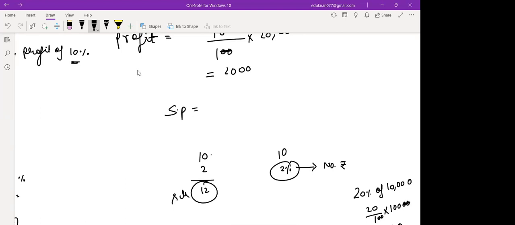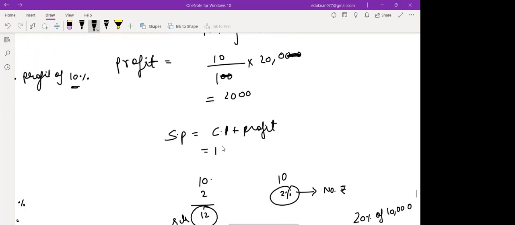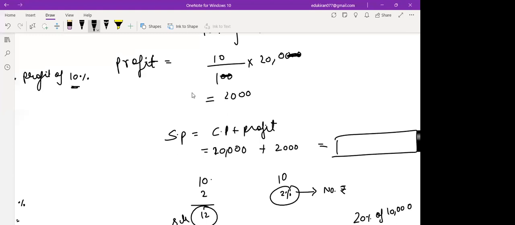The selling price is... wait, Aisha, tell me. What was the cost price, Aisha? 20,000. The cost price was 20,000, yes. So 20,000 plus the profit was 2,000. So what did you get in total? Wait, Aisha will tell me. When you add 20,000 and 2,000, what do you get, Aisha? 22,000. Yes.